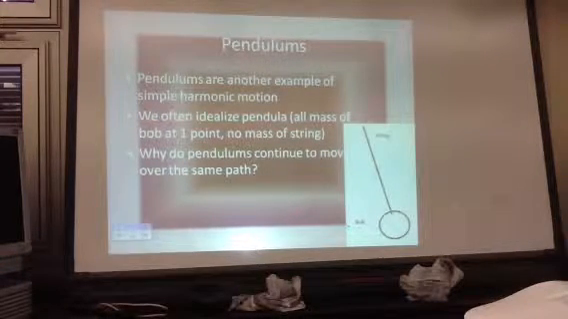Pendulums! Now we're going to switch our focus from our spring systems. We're going to get our spring out of the way. And we're going to start to talk about pendula. And we've got all of our little pendulum bobs occupied here.